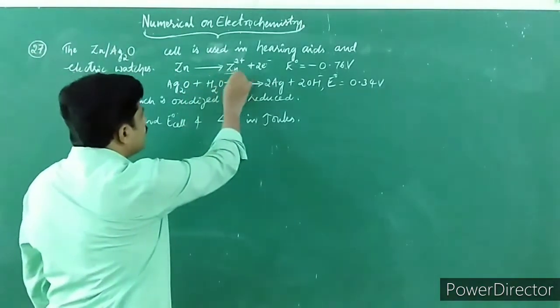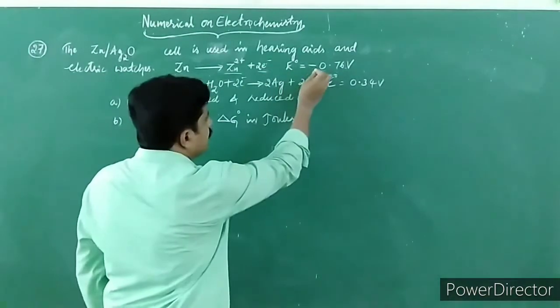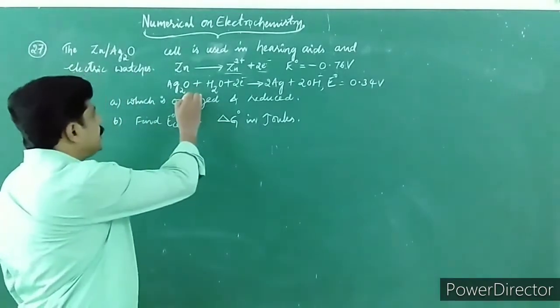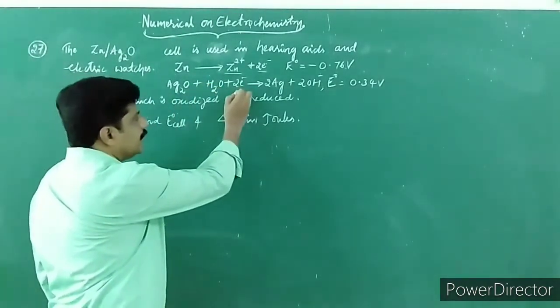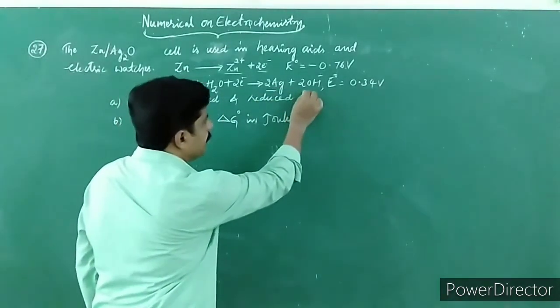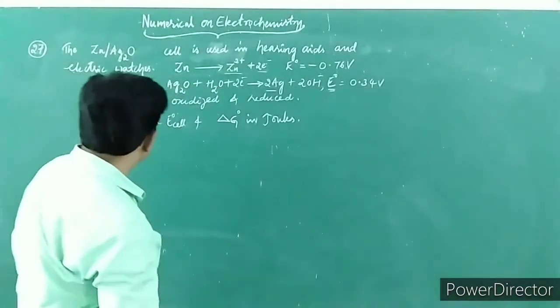Zinc is getting converted into Zn2+ ions and electrons. The E naught value is given as -0.76 volts. Ag2O reacts with water in the presence of electrons to form Ag and OH- ions. The E naught value is given as 0.34 volts.